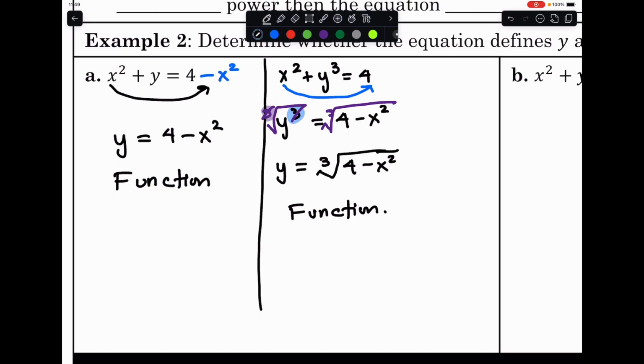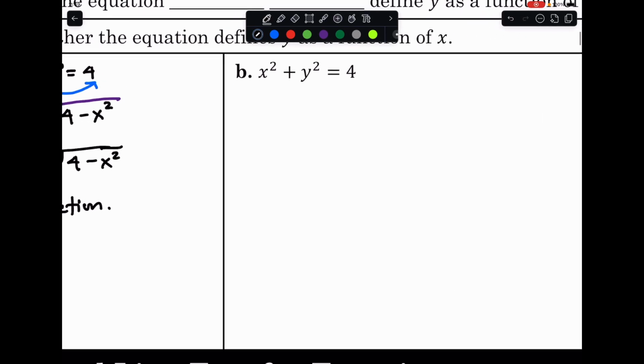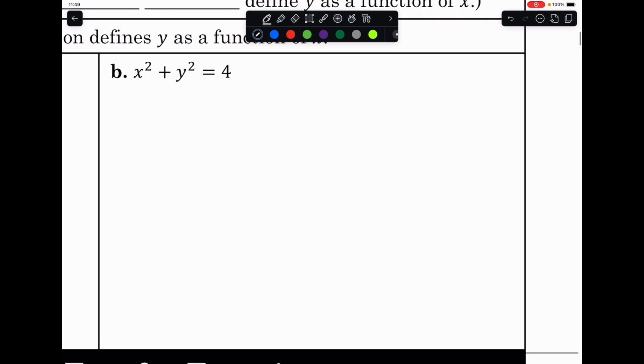Now, compare that to example B over here on the right. In order to solve this equation, I transpose again my x term just like before, moving it over here making it negative x squared. So I have y squared equals 4 minus x to the second power. Now, to solve this equation, just like the previous example, because I have a power, I get rid of the power by using the appropriate root. So I'm going to use a root of index 2, in other words, a square root.